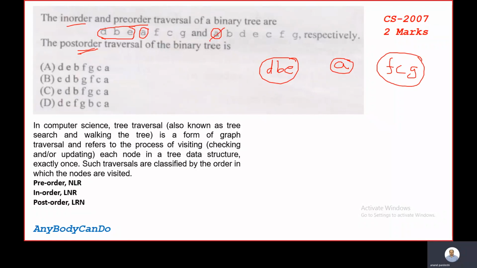So A we already have visited, then we will visit B. While visiting B, we know that D and E's parent will be B. So D will come to the left of B and E will come to the right of B. So this is as per the observation, or in between we need to keep revising this small concept. In pre-order, we visit the node first, then the left node, then the right node.